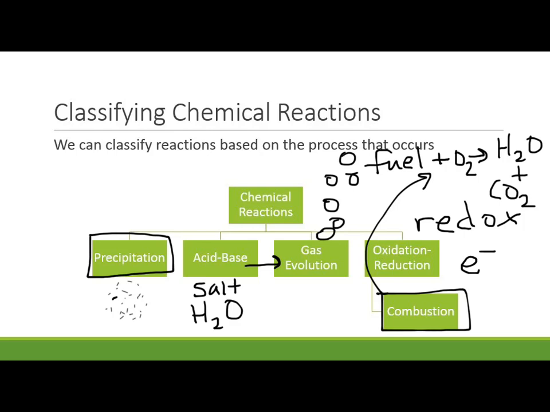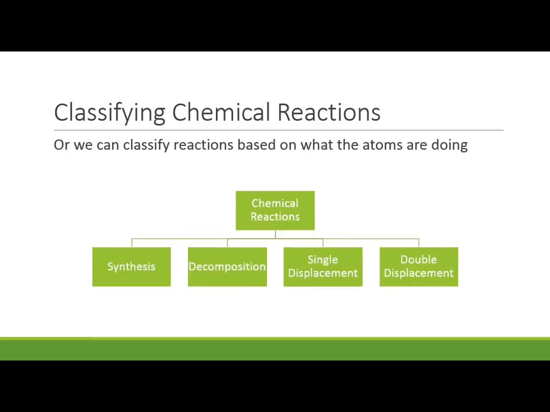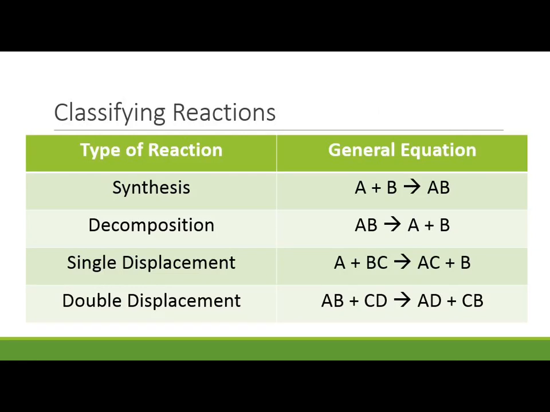But besides classifying these chemical reactions in this way, we could also classify them based on what the atoms themselves are doing. And this is probably an easier way to do it. So we'll go through each of these, but there's synthesis reactions in which you're combining things, decomposition in which you're breaking them apart, single displacement in which you're kicking out one partner, and double displacement in which you are mixing and mingling and switching both partners. So let's go ahead and look at these general equations for classifying our reactions and see if these make a little more sense, instead of me just mumbling about it.